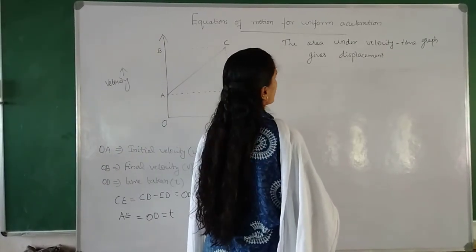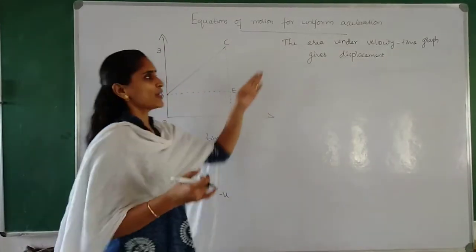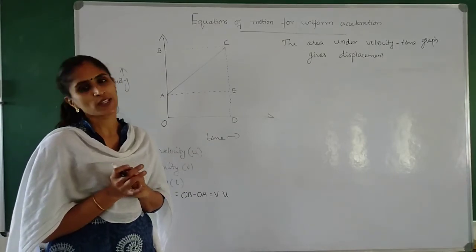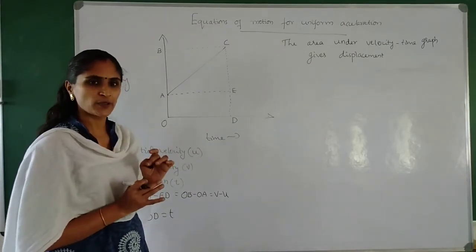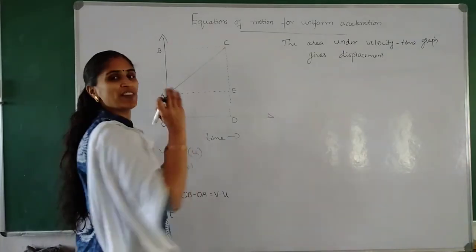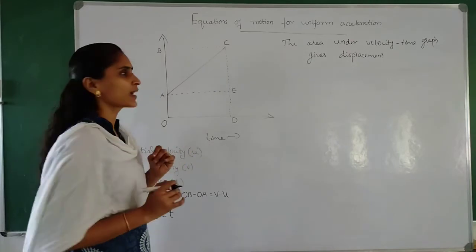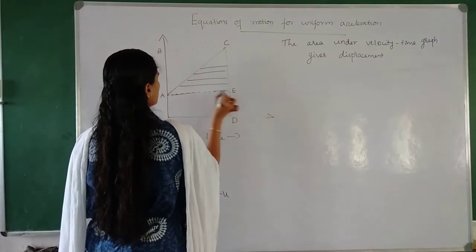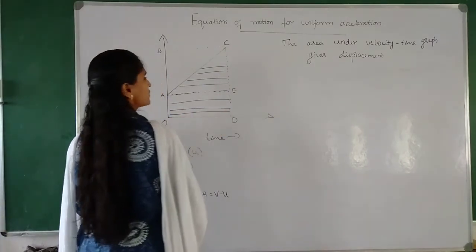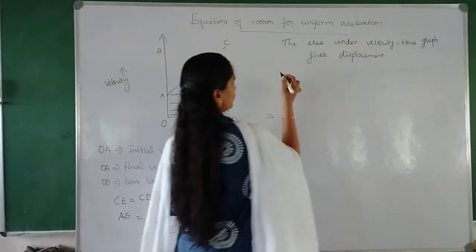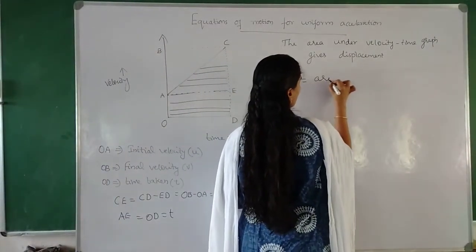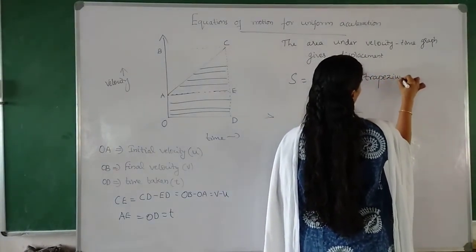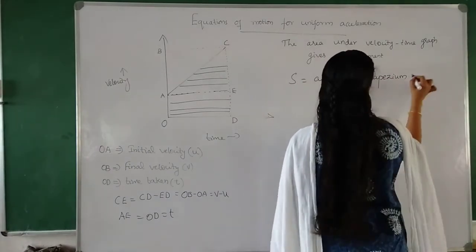So here also we can find the third equation by the same property. Area under velocity time graph gives displacement. Same property here we are using. Only one difference is that in the previous case we considered one rectangle and triangle. Here we can consider it as a trapezium. So we can write displacement is equal to area of trapezium OACD.